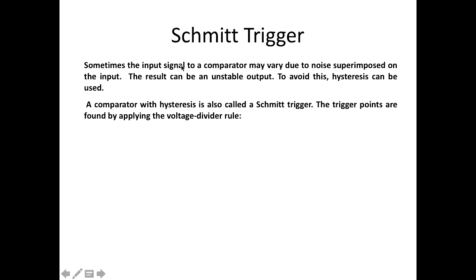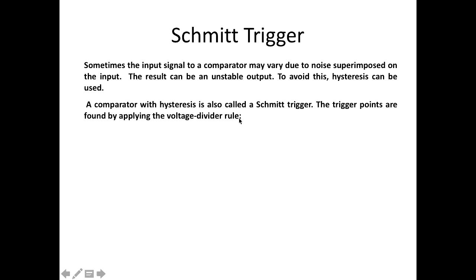Sometimes the input signal to a comparator may vary due to noise superimposed on the input. The result can be unstable output. To avoid this, hysteresis can be used. A comparator with a hysteresis is also called a Schmitt trigger. The trigger points are found by applying the voltage divider rule.